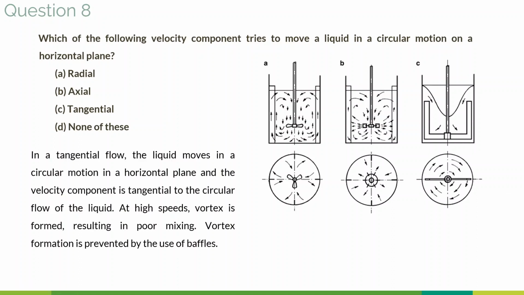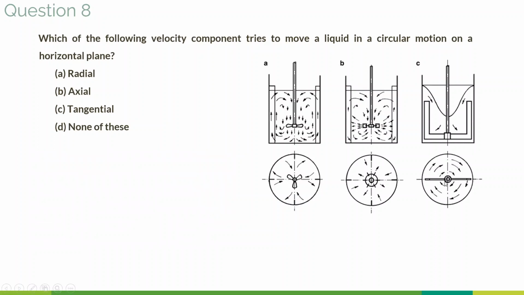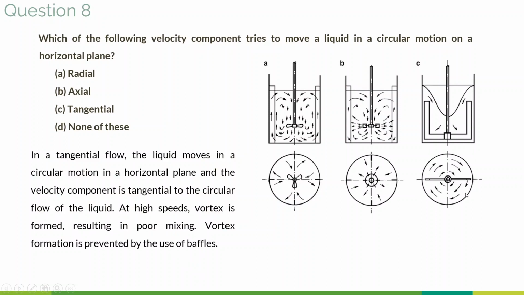In a tangential flow, the liquid moves in a circular motion in a horizontal plane, and the velocity component is tangential to the circular flow of the liquid. You need to maintain a certain speed to ensure proper mixing when you're establishing a tangential velocity inside the system. But if you go for very high speeds, you will have something known as vortex formation, where, as you can see here, your components are thrown out towards the walls of the container due to the centrifugal force. When you spin it at a very high speed, the particles will experience a centrifugal force, and everything will start accumulating towards the walls of the container.